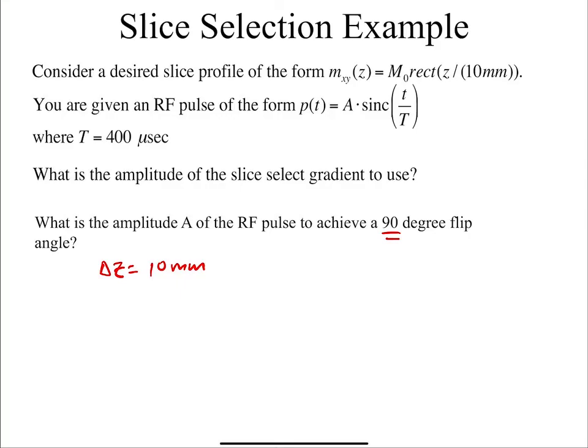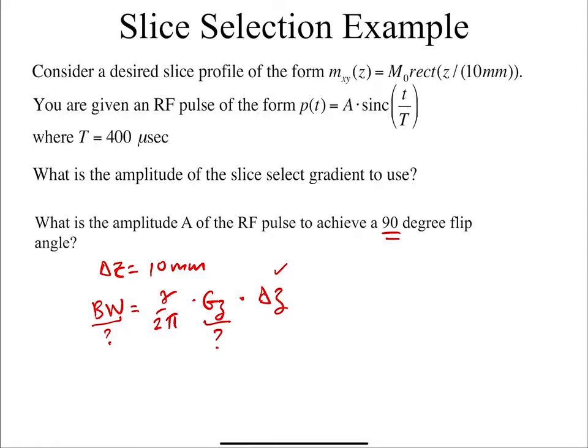Okay. So therefore, we know from before, we want something that's going to give us a bandwidth of gamma over 2 pi Gz times delta z, right? And we already know delta z. What we want to figure out is, what's the bandwidth and what's the G sub z? So obviously we need to be given information about one of those. So what do we actually know? Do we know something about G sub z, or do we know something about the bandwidth?